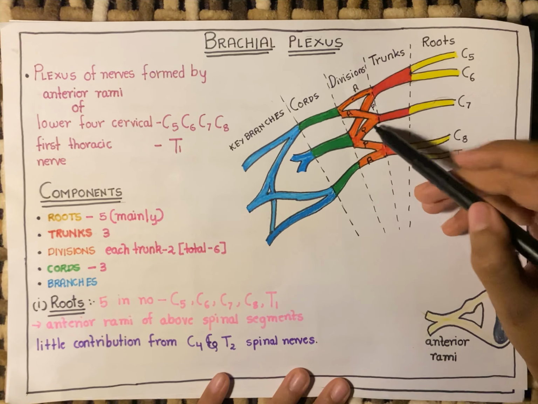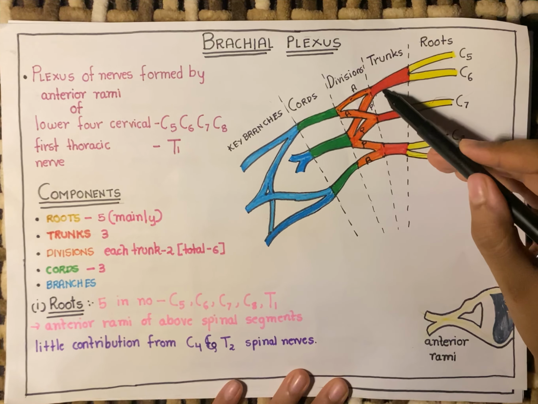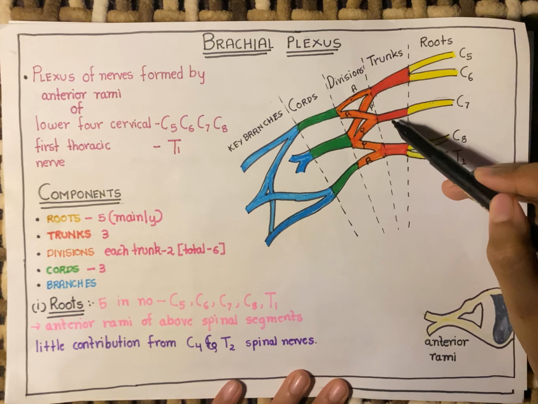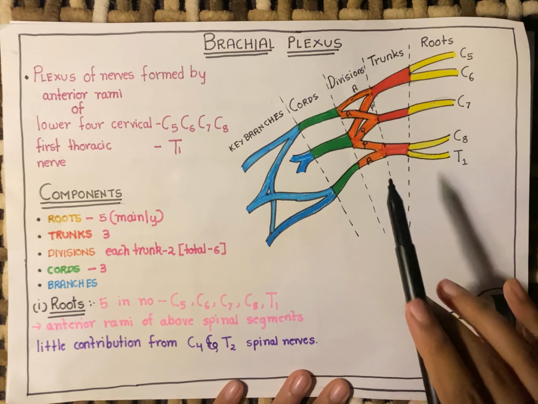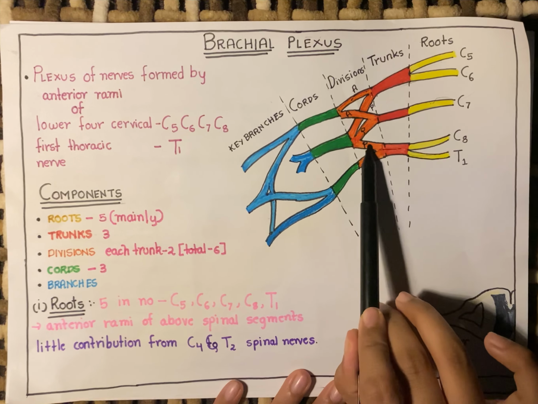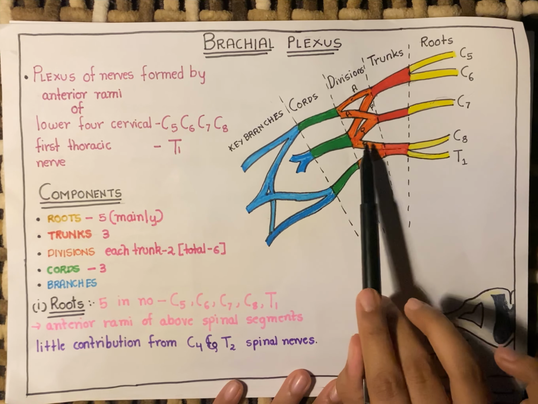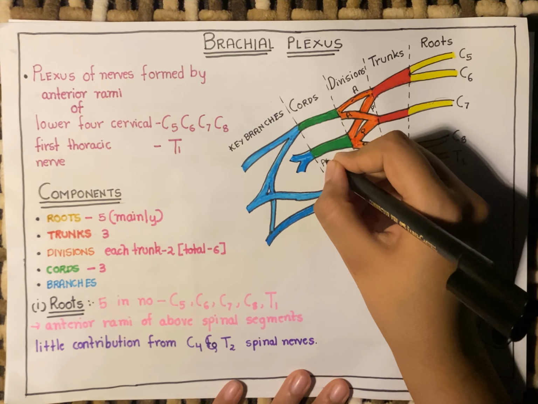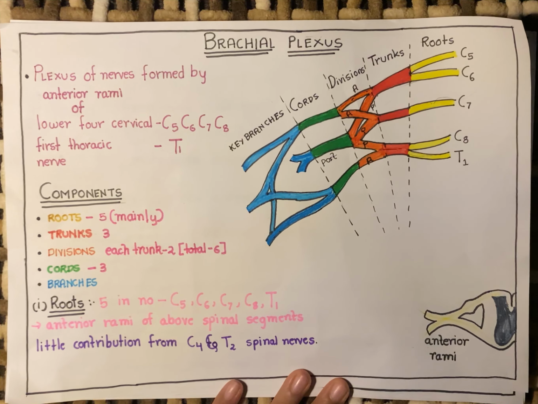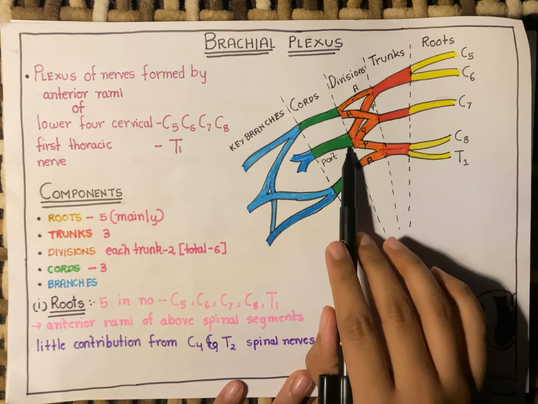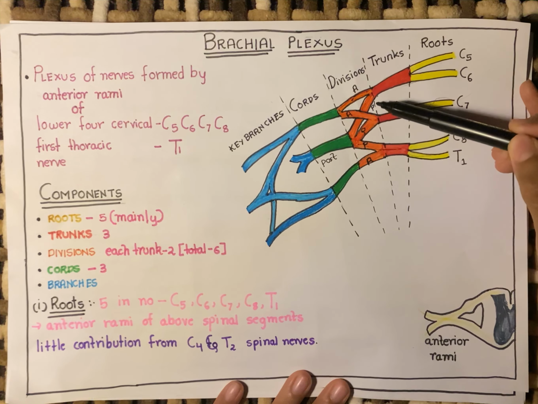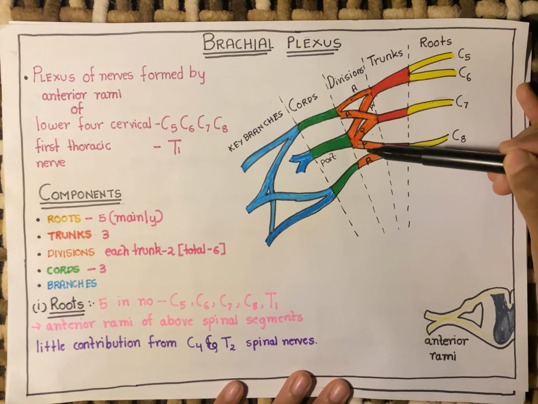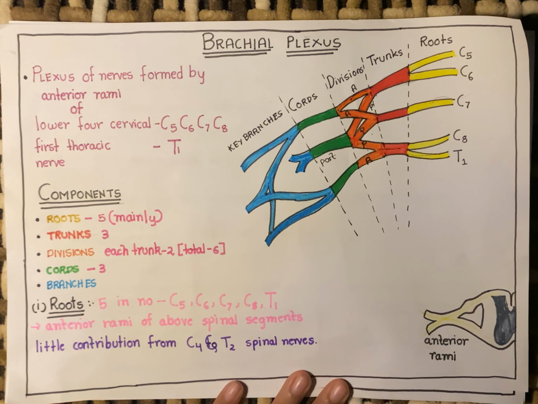So now you can see that the posterior division arising from the upper trunk, the posterior division arising from the middle trunk, and the posterior division arising from the lower trunk, all three of them fuse to form a cord. This cord is basically going to be the posterior cord. Okay, so the posterior cord is formed by the posterior division of the upper, middle and lower trunks. Okay, we are done with posterior divisions.